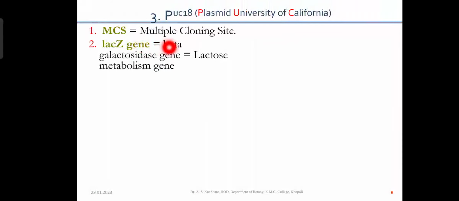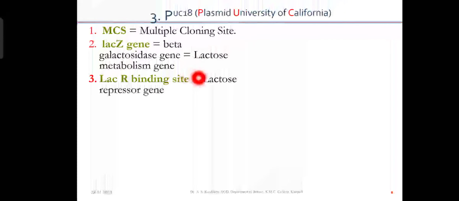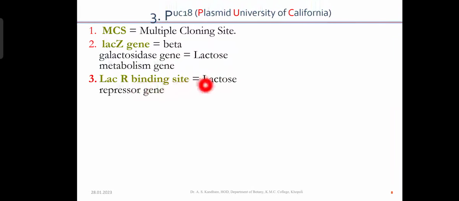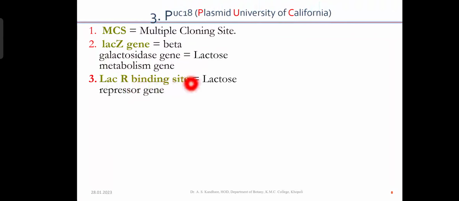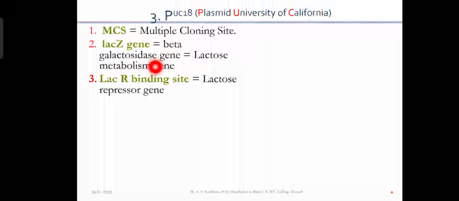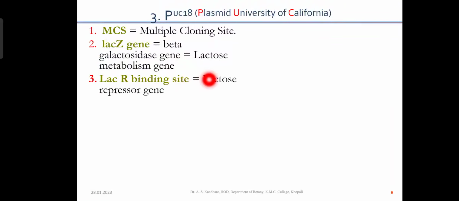It has the lacZ gene, that is the beta-galactosidase gene, a lactose metabolism gene. So this lac gene can metabolize lactose, and this lacZ gene is used as a selectable marker. The lacR binding site is there, that helps in the lactose repressor gene, isn't it? So it controls the lactose metabolism, isn't it?